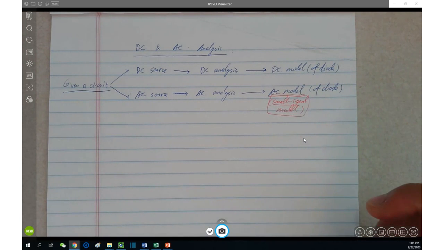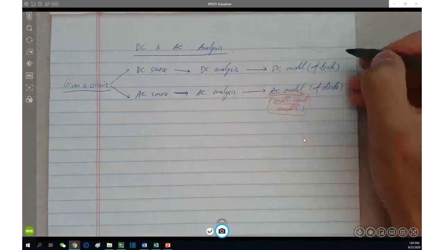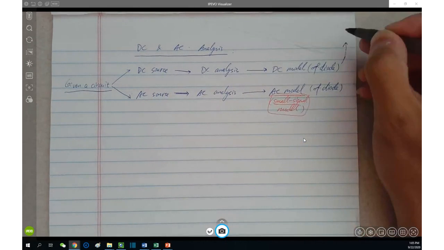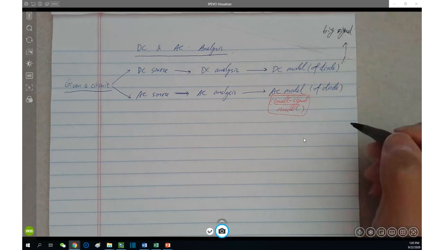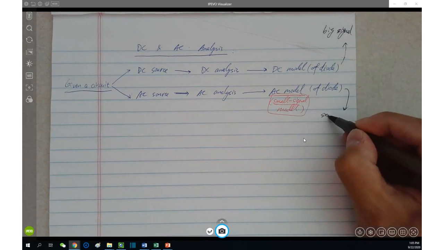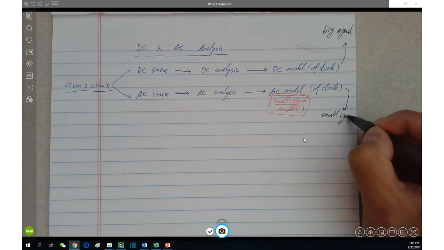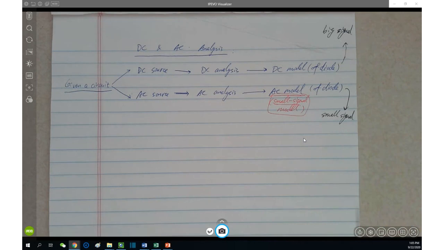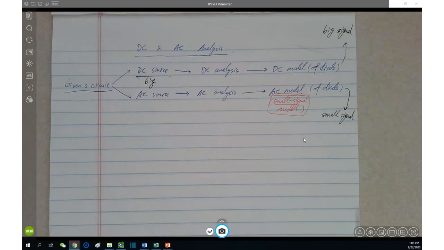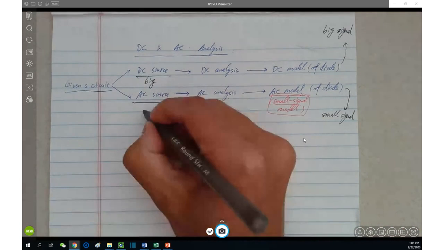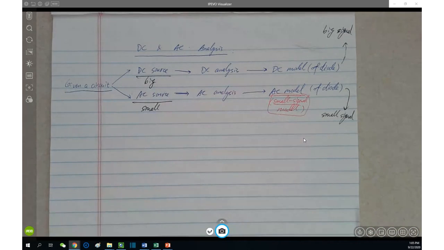What does it mean by big signal? A big signal is, generally speaking, nothing but DC. AC is small signal. This is due to the big DC voltage and big power versus the small voltage and small power for AC. So we call them big and small for reasons.